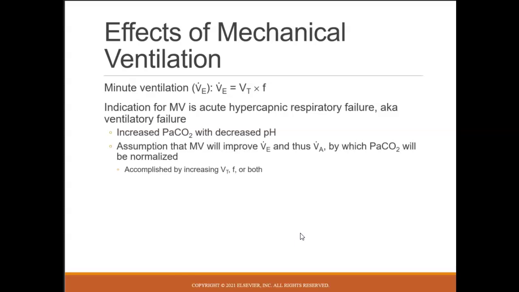Okay. So you can operate under the assumption that if I increase my minute ventilation, that is going to improve my elimination of CO2 from my body, and that pH then will become normalized. Okay, so I can accomplish this by either increasing the tidal volume or increasing the respiratory rate for my patient, or I can be doing both. That's going to really depend on patient situations.